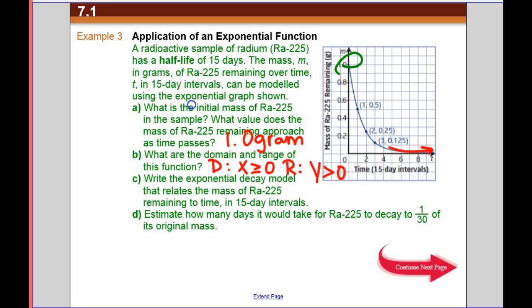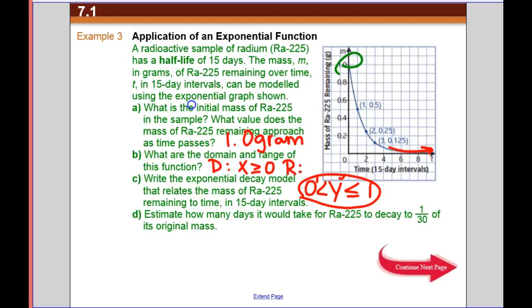Okay, the next part says, oh, and we need to remember that it stops at 1. So we should probably write this instead of y is greater than 0, y is less than 1. We should say y has to be greater than 0, but less than or equal to 1, because the mass of it ends at 1. So this would be the range of that equation.